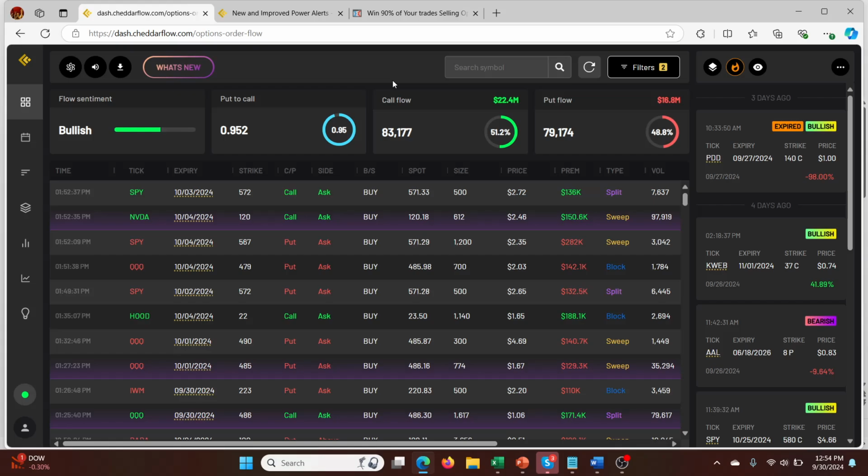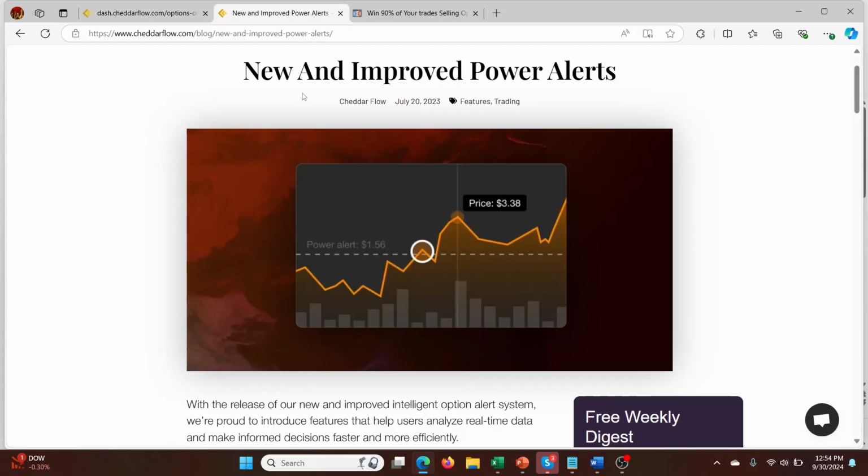I think it's $99 a month, and that includes these power alerts that you can see on the right here, and also the dark pool levels. I'm going to leave the dark pool levels for a different video and just focus on the power alerts. On the dashboard, the power alerts are up the top right. You can see this little icon, and that pulls up this channel on the right. Hopefully you can read some of this. Anyway, this is the documentation for the new and improved power alerts.